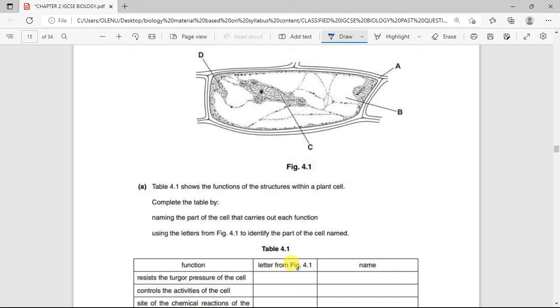Quickly, before doing that, let me identify these parts. Obviously, C is the nucleus. B here should be the cytoplasm. A, since it's an onion bulb, obviously you know that A is your cell wall. And sorry, D is the cytoplasm, while B here is your vacuole.